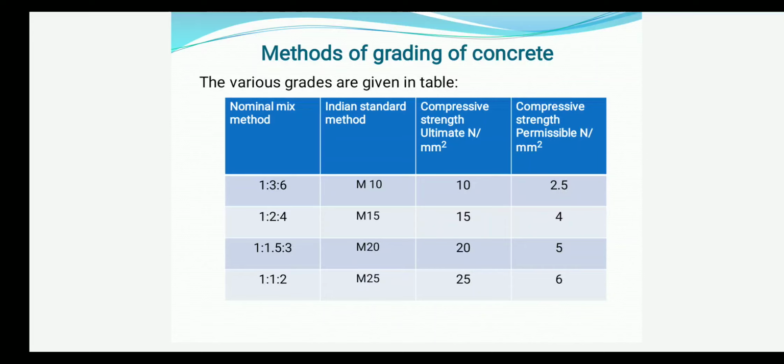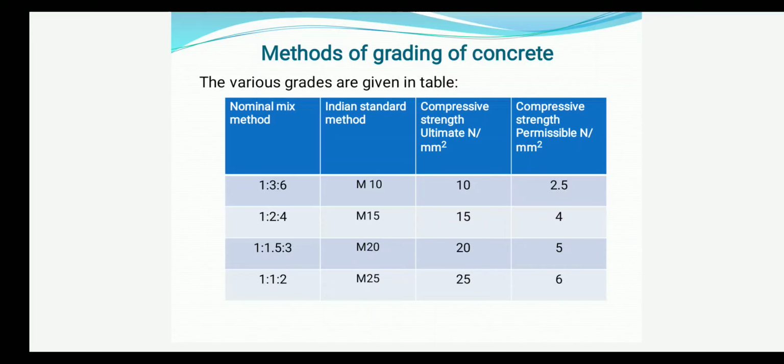It means for M10 grade of concrete, there is 1 part of cement, 3 parts of fine aggregates and 6 parts of coarse aggregates. So M10 concrete has a compressive strength of 10 Newton per mm square as ultimate strength, while 2.5 is the permissible compressive strength in Newton per mm square.